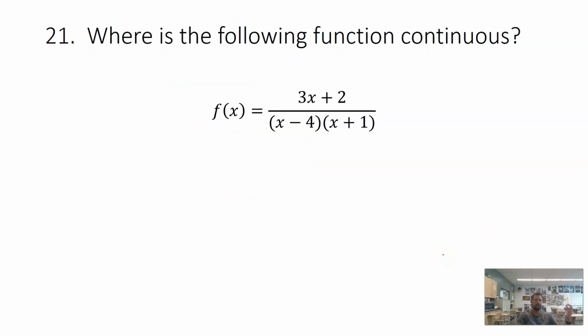Okay? On this function, if we don't have a graph of the function, the easiest way to tell where a function is not continuous is just by setting the bottom equal to 0. In this case, when I do that, I get that x equals 4 and x equals negative 1. So I would say that the function is not continuous at those two x values, and it's continuous everywhere else.